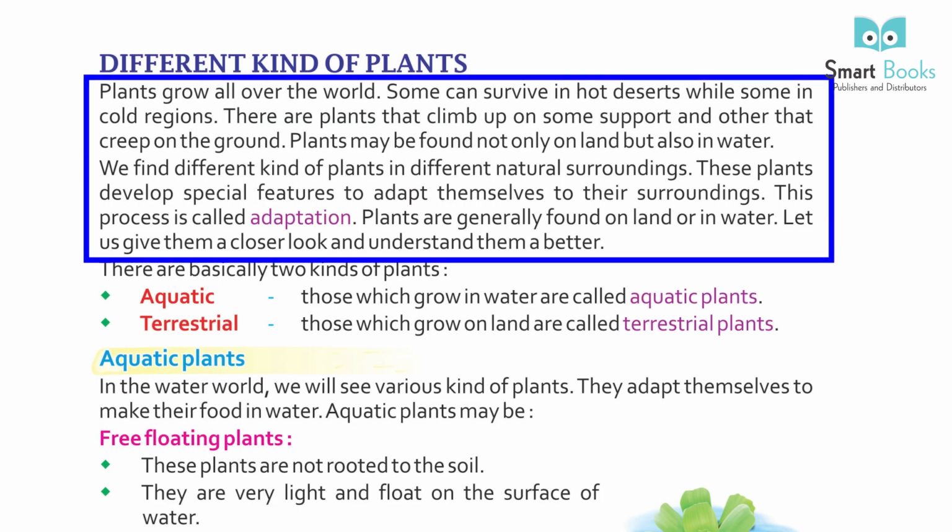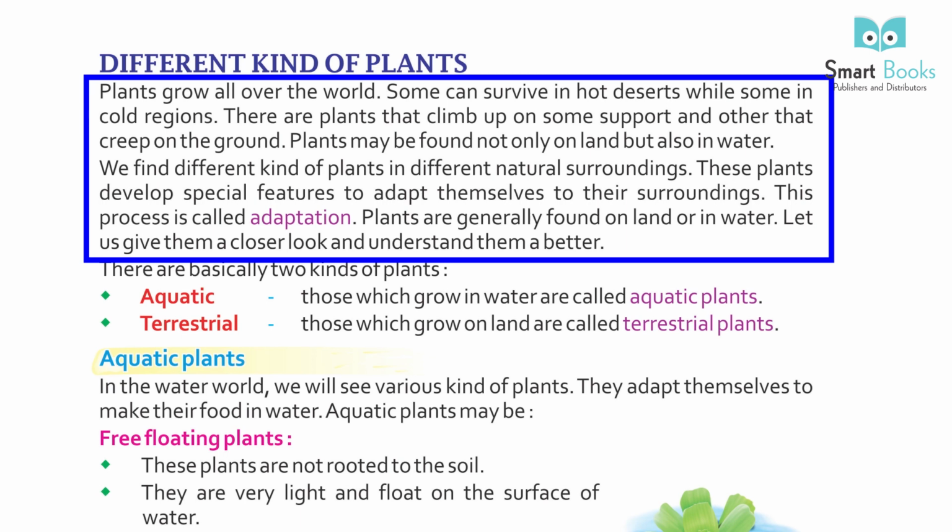Plants grow all over the world. Some can survive in hot deserts, while some live in cold regions. There are plants that climb up on some support and others that creep on the ground. Plants may be found only on land but also in water. We find different kinds of plants in different natural surroundings. These plants develop features to adapt themselves to their surroundings. This process is called adaptation.